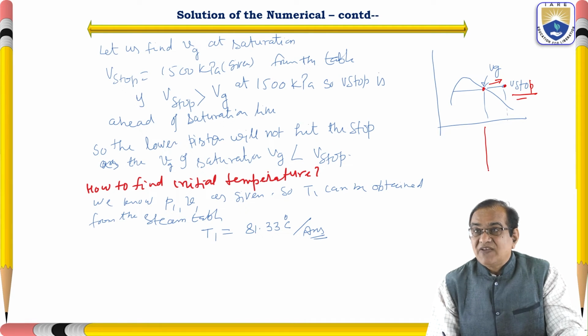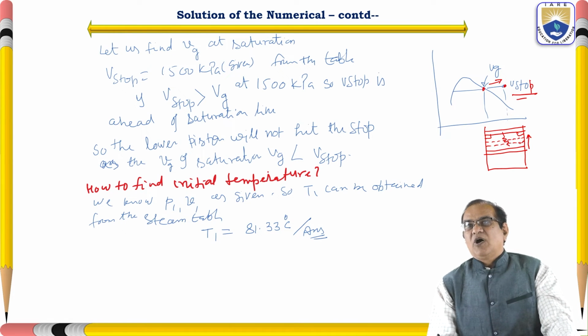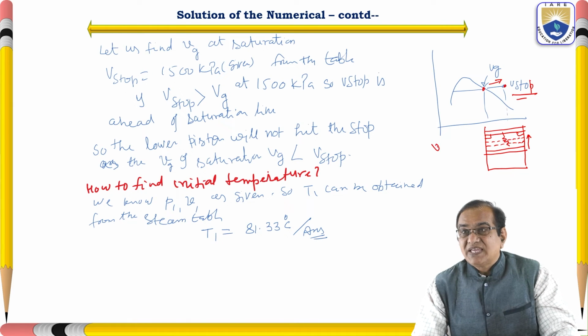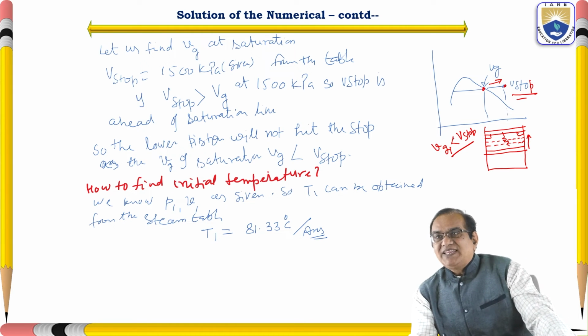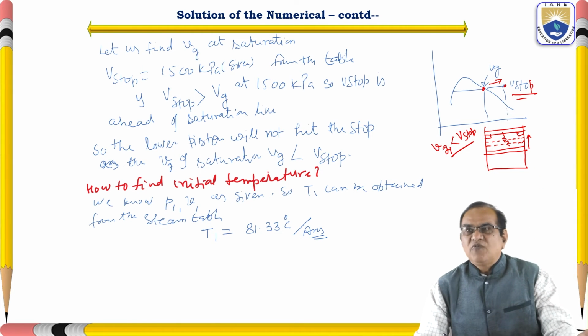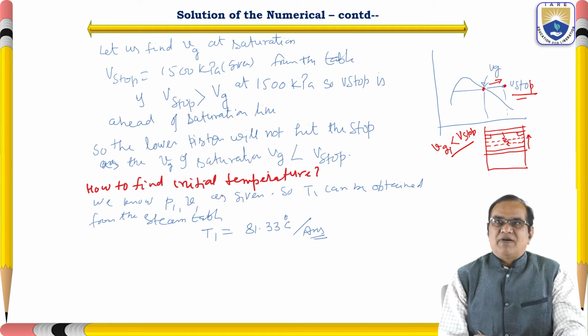So in this given case, the lower piston and the upper piston will not reach the stop. Somewhere before it will stop here, because this Vg1 is less than V stop. If it is more than this, then only it will hit. So Vg1 is less than the V stop.